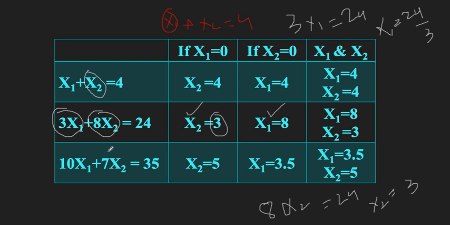Fine. Now we are coming to this equation. In this equation, if we put x1 is equal to 0, 10 into 0 is how much? 10 into 0 is 0. Then we have 7x2.